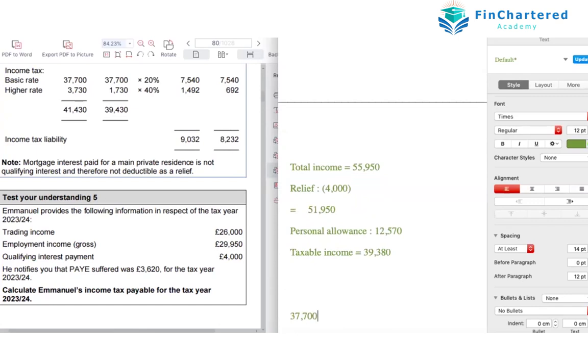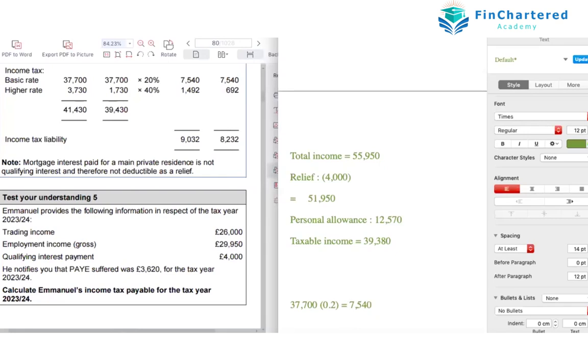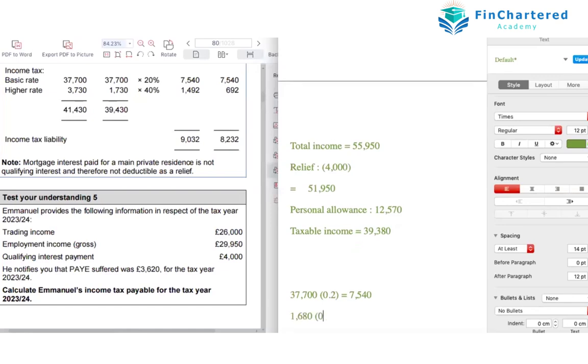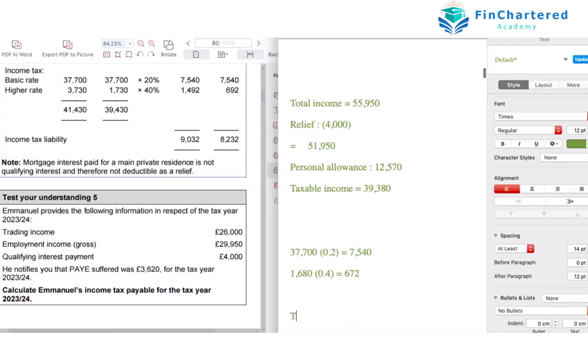Up to 37,700, this man will pay 20%, which is 7,540. And above and beyond that, how much is it? 1,680. This man will pay 40% of 1,680, which is 672. Therefore, his tax liability will be 8,212. So his tax liability is 8,212.